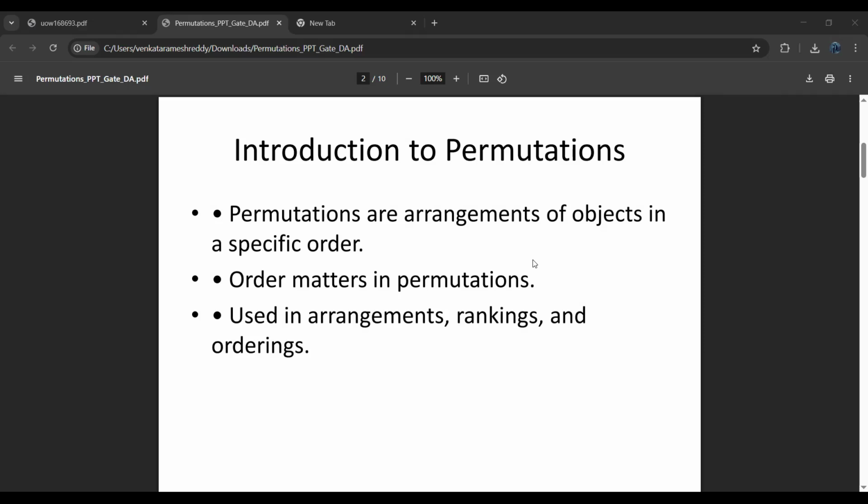Arrangements means, suppose there is a table and four persons have to sit around it. How many arrangements are possible for four people to sit around the table? In that case, permutation is used. Also ranking: suppose you consider some colleges or universities, there will be rankings based on permutation. By using this permutation concept, they give rankings to colleges or universities, and also orderings.